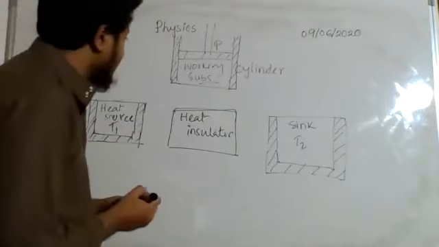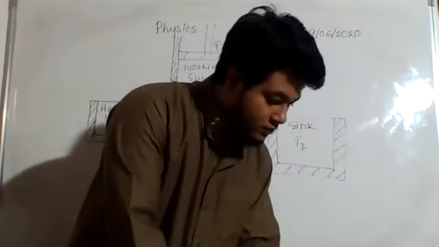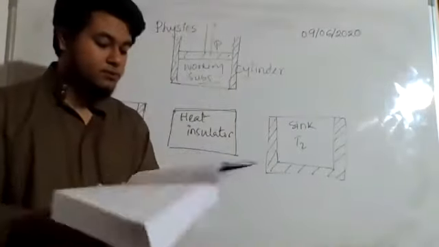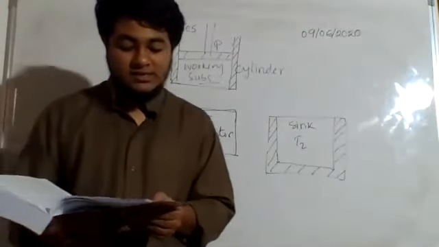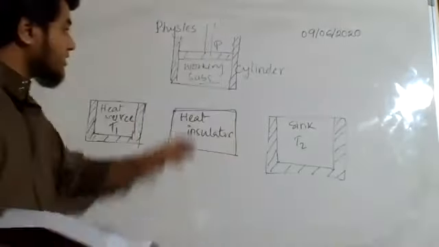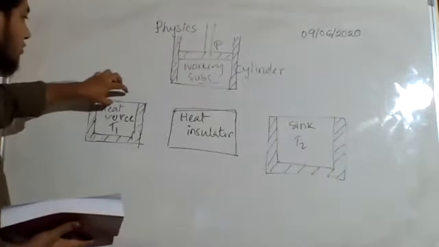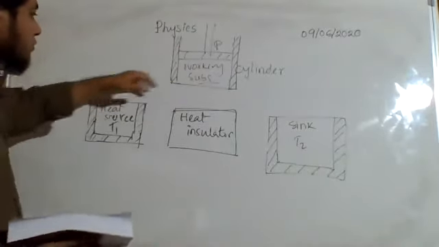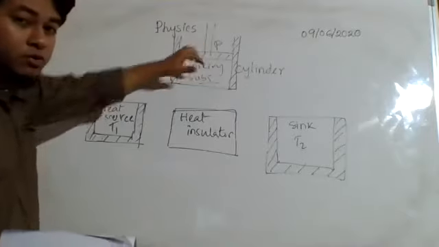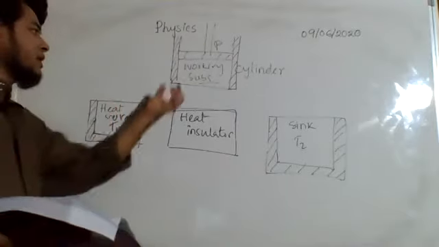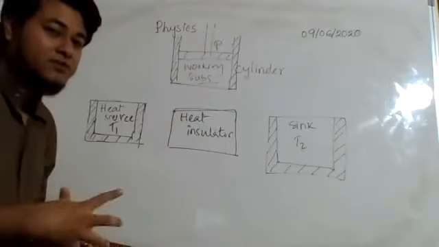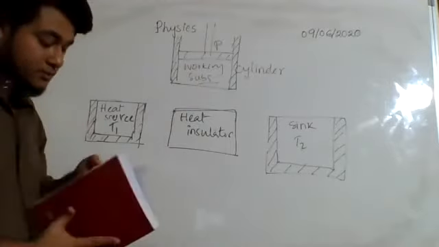Temperature T1. Okay, fine. If you take a look at step 1, what we will do is place the cylinder C on the source. That means this cylinder will be kept on the source. If I keep it on the source, it can receive heat from the bottom and give heat from the top surface. So as a result, what will happen? This working substance will receive heat and it will expand, right?